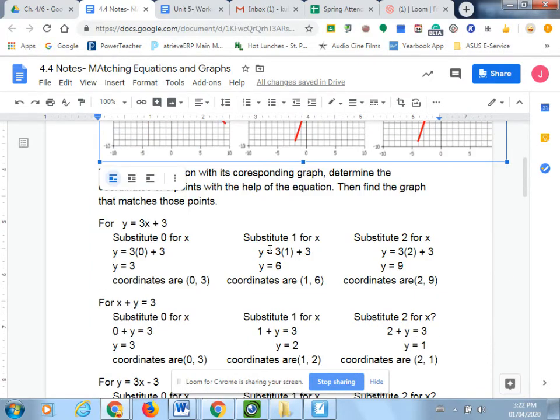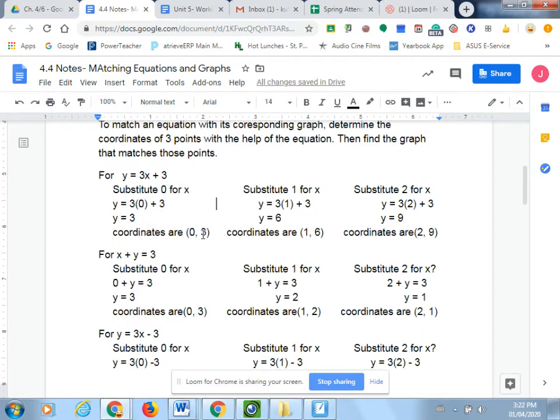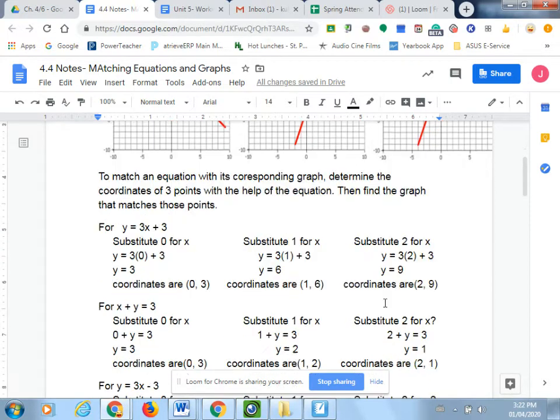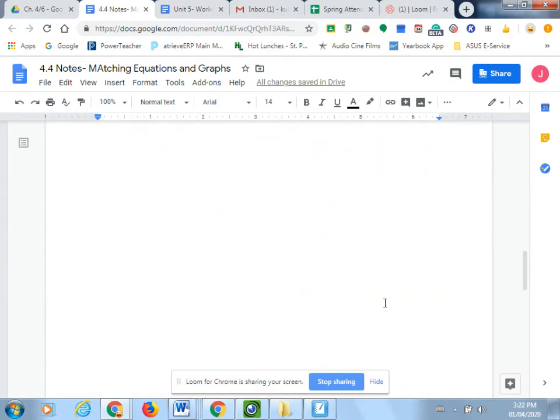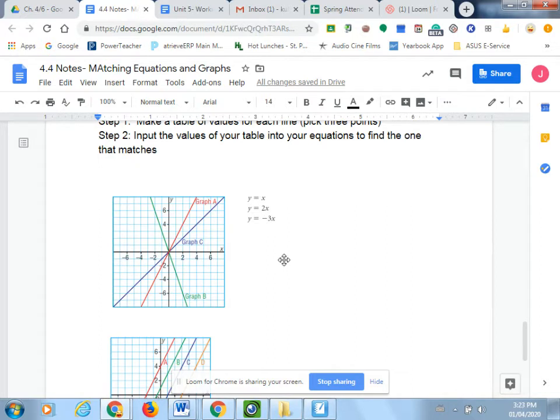If you actually go through, I had filled out all the notes for you: substituting 0 for x, 3 times 0 plus 3 equals 3, and showing the different coordinates that could happen, and then going up into my graphs and matching the coordinates that I found to the graph to see which one it belonged to. So if we go and try these ones, step 1, you can make a table of values, or like we just did, you can look at your graph.